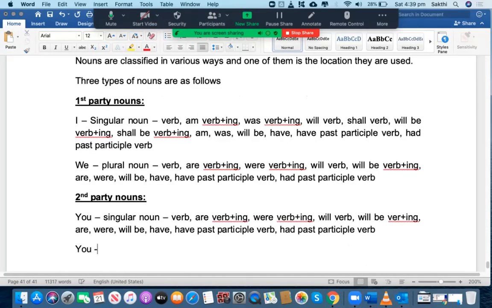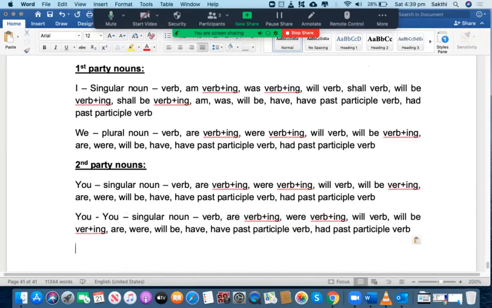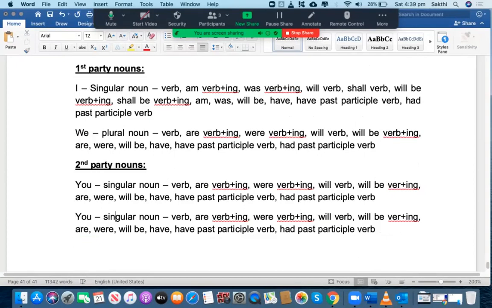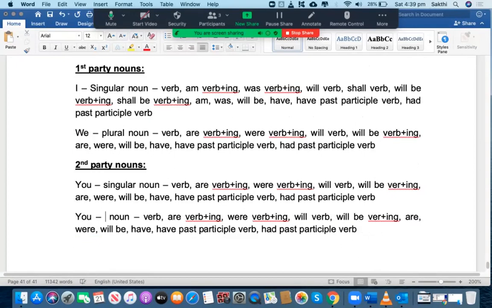What about the second party plural nouns? We have "you". You can act as a plural noun and a singular noun depending on how you're using it. So "you" goes with the plural noun as well, and it's almost the same. You come, you go, and so on. Then you are verb plus ing, you were verb plus ing, you will verb, and you will be verb plus ing, and then have and had with the past participle verb. These are the second party nouns.